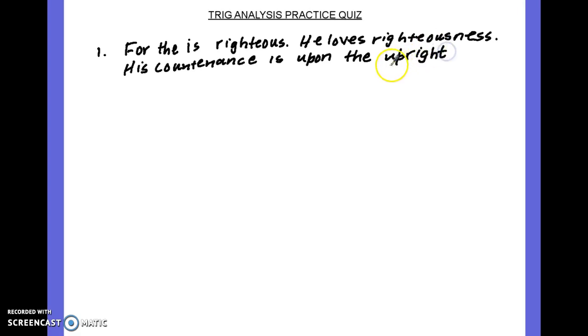So you can see everything here about him is right, as we study right triangles. Next, number 2, we're going to be doing some conversion. We're going to convert from degrees to radians. And I'm going to go ahead and just do one of each for you.